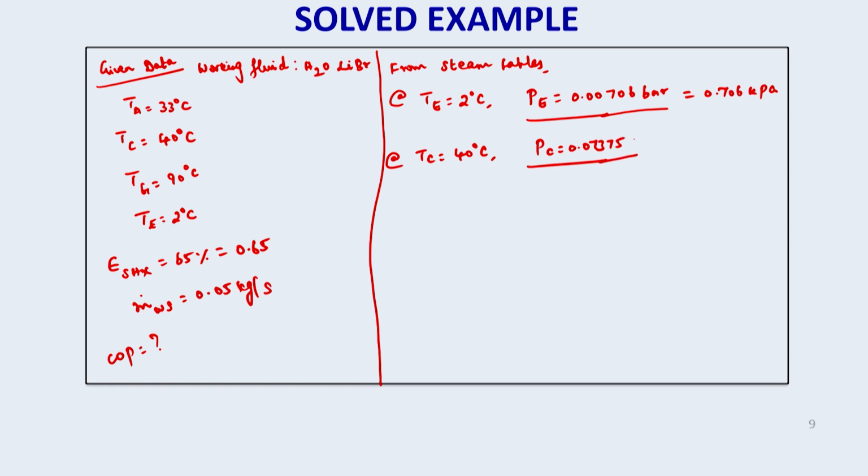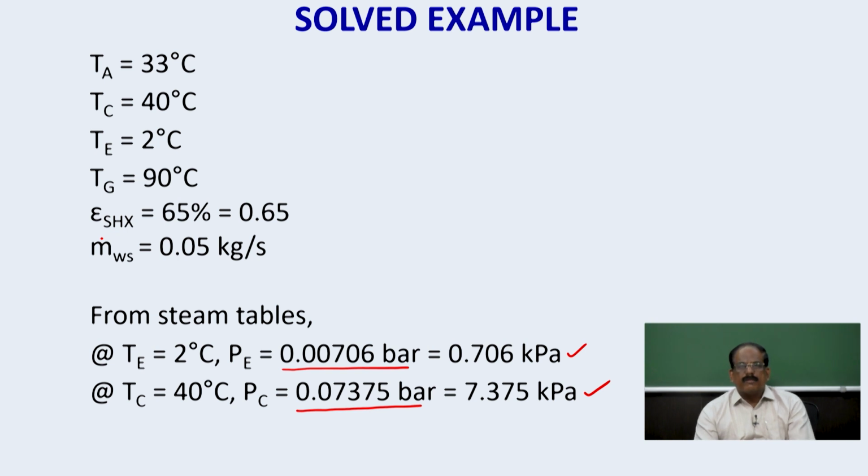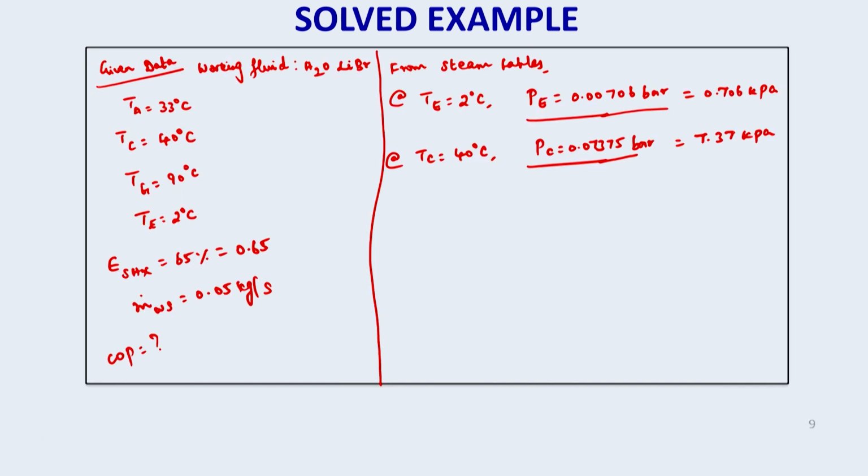0.07375 bar. If you convert into kilopascal, it will be 7.375 kilopascal. So that is 0.07375 bar converted into kilopascal. So these are the two values. The first step in solving the numerical question in a vapor absorption system is that the temperatures will be given, and first we need to find out the evaporator pressure and condenser pressure. Let me write it: 7.375 kilopascal.